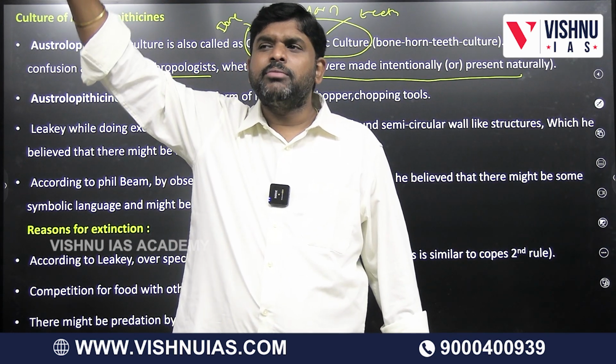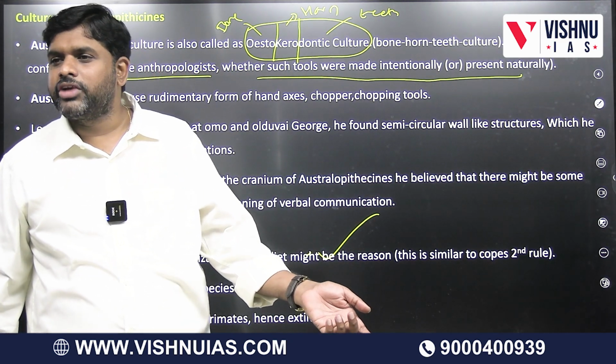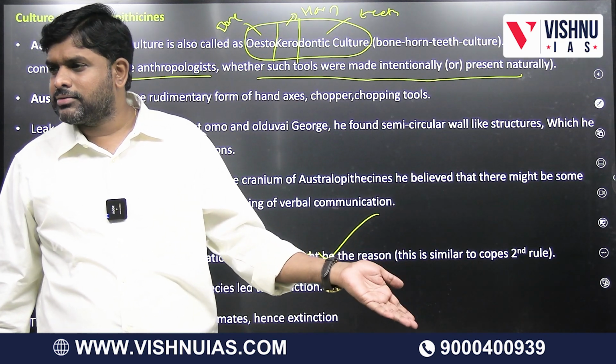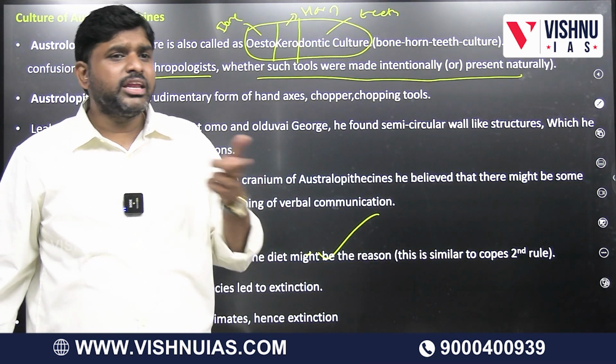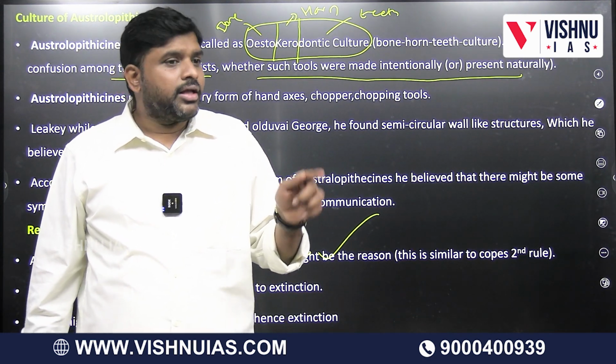And another thing which is telling me that he didn't evolve intelligently, why? Because cranial capacity is 450 to 600, which means it is like a chimpanzee or orangutan only. Then he might not be evolved. Oh, then these tools might be naturally present.